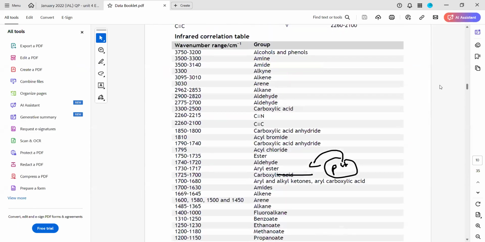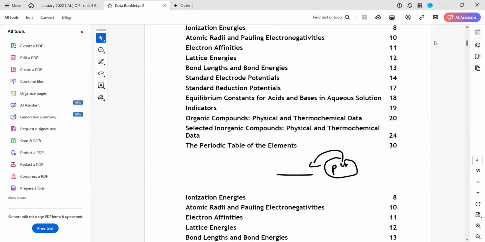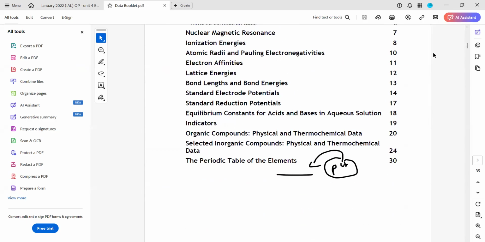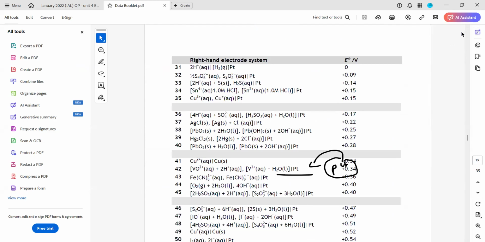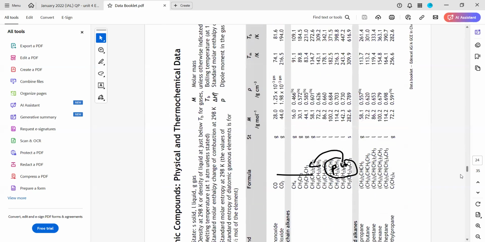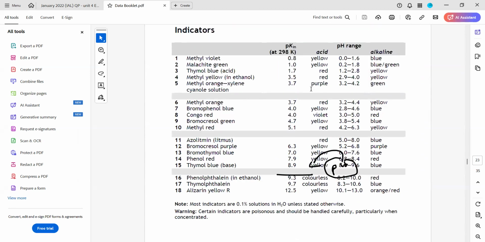Indicator range table. Yeah, this is page 19.